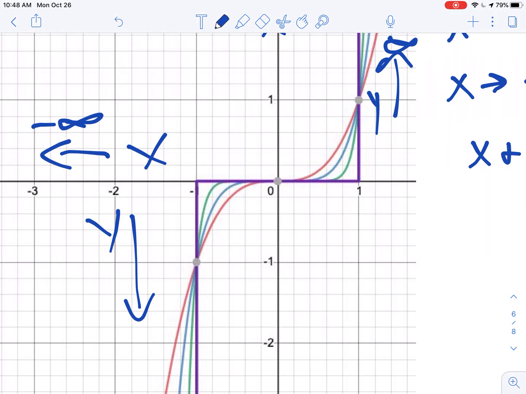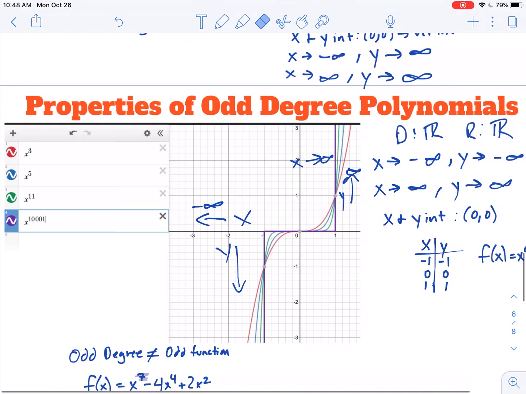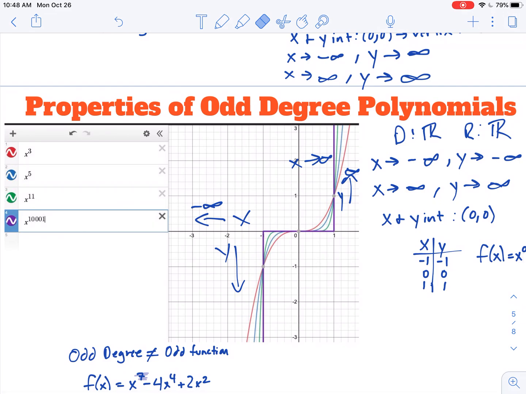When I have those really large degree odds, I have almost right angles occurring at -1 and 1 as my function goes from being on the x-axis to almost being directly equal to infinity right away. I have a very smooth cubic function shape for just y is equal to x cubed, and then it expands out and gets closer and closer to that box shape.